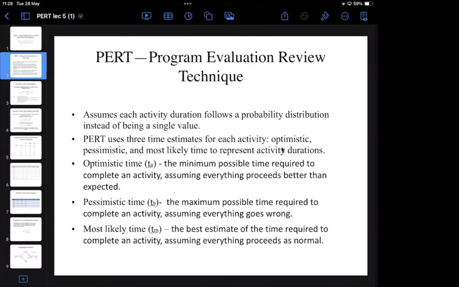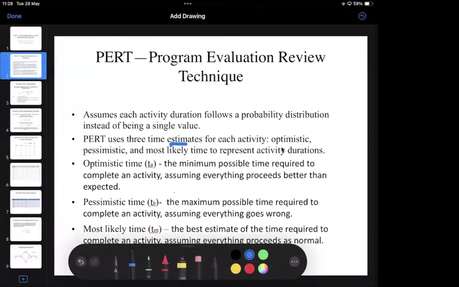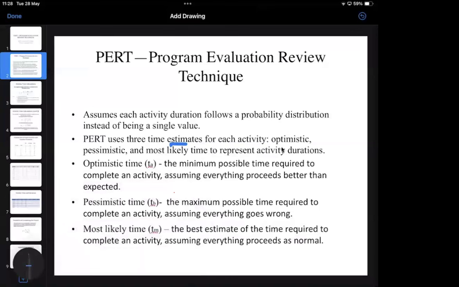Right, then the PERT uses three time estimates for each activity, as I said: optimistic, pessimistic, and most likely time to represent activity durations. We will find out three time estimates, right? Optimistic, what do you mean by the optimistic time? It is represented by A, right? The minimum possible time required to complete an activity, right?